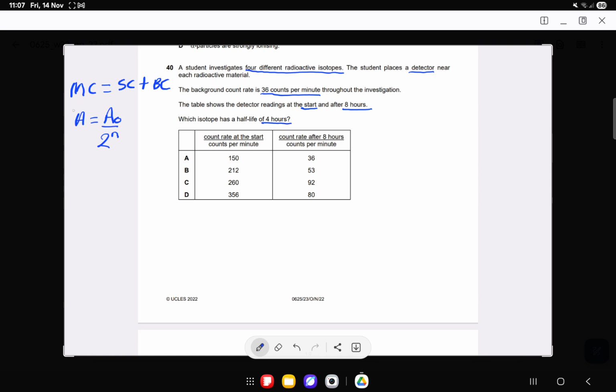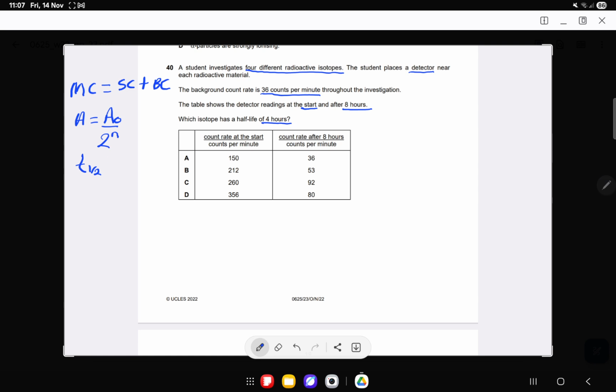I emphasize this formula, this A and the A naught you are seeing here, they are for the sample count rate. So A is the sample count rate at a given point in time, and A naught is the initial sample count rate, over 2 raised to the power n. This n is the number of half-lives. So the next formula that I need you to be aware of is the half-life formula. So T half is representing half-life. That's the time taken for half of the radioactive elements to decay.